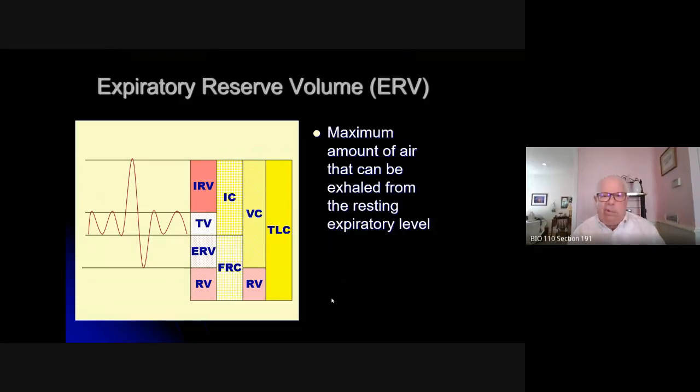What is the expiratory reserve volume? The expiratory reserve volume is the maximum amount of air that can be exhaled from a resting expiratory level. Blow all your air out, and that measures the ERV, the expiratory reserve volume.